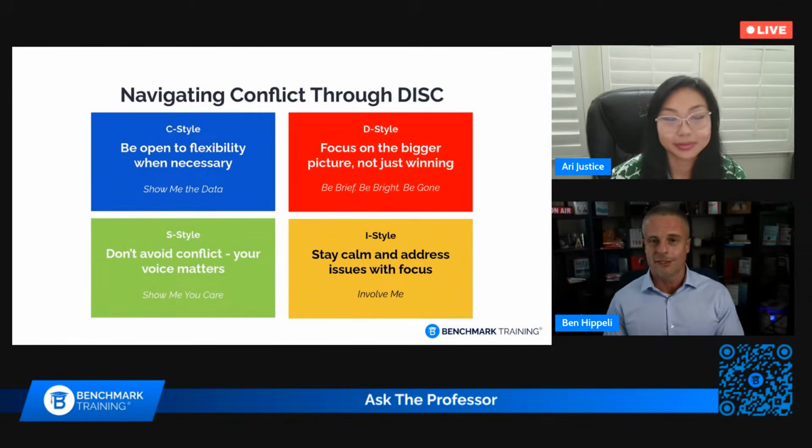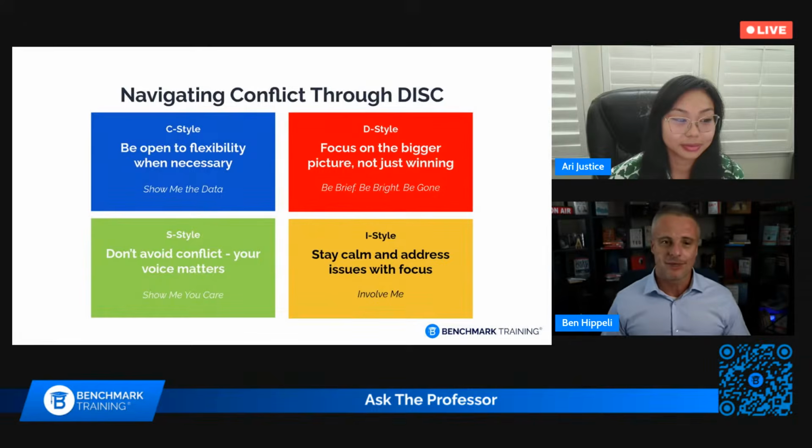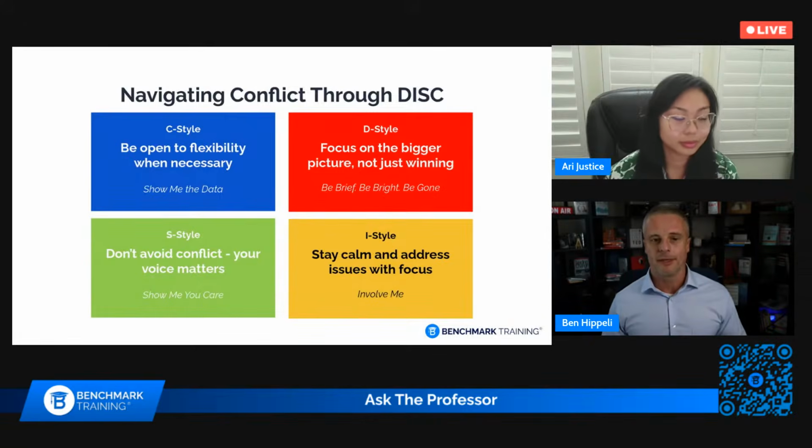Focus on the bigger picture, not just winning, not just getting to the bottom line. Yes, we know you want to be brief, be bright, and be gone. Others on your team need a little bit more than that, and we're asking you to step up, right? We're asking you to focus on that bigger picture.